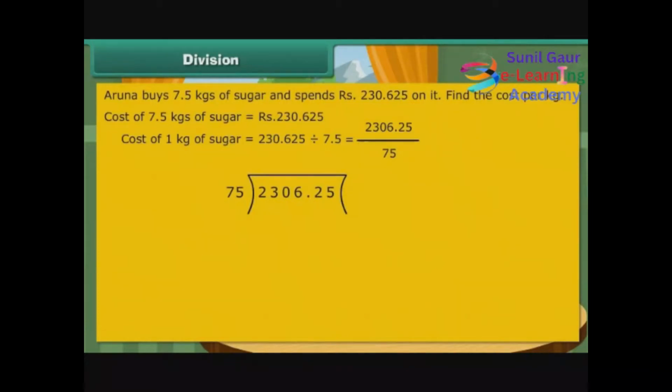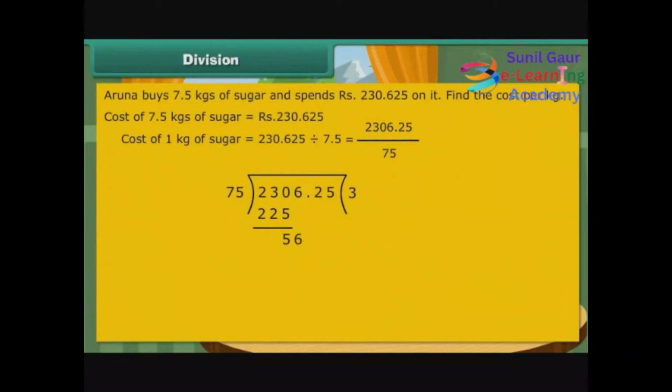Now we divide 2306.25 by 75. Write the two numbers down as shown. Take the first two digits of 2306.25 together, that is 23. 23 is too small to hold 75. Now consider the first three digits together, 230. 230 is big enough to hold 3 times 75, that is 225. Therefore, write 3 on the right and 225 beneath 230. Subtract and write the difference, 5 below.